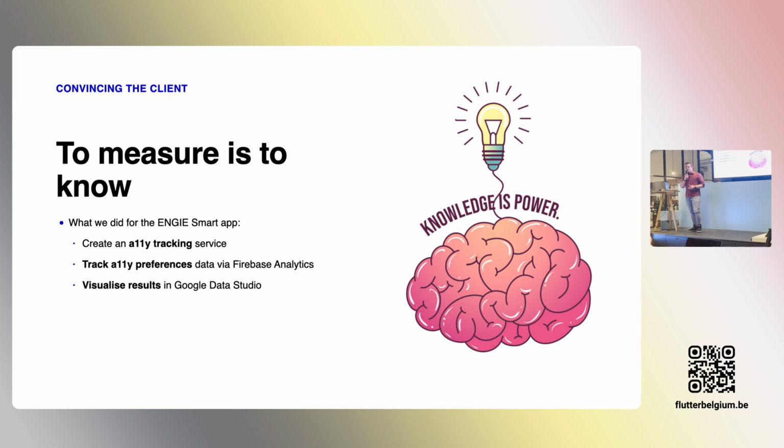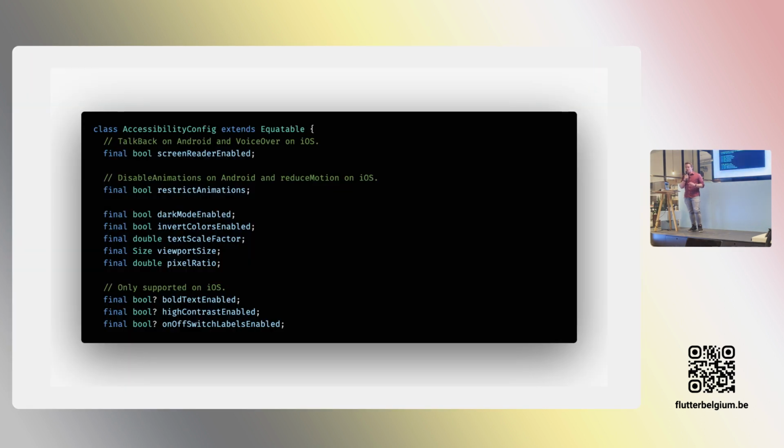But something I've always thought is useful to convince a client that something is important is data. And how did we get data about the accessibility needs of our user base? Well, what we did for the ENGIE app is create an accessibility tracking service and then basically track all the accessibility preferences of our users, track those in Firebase Analytics, and then visualize the results in Google Data Studio. I'm not going to show you all the code that's behind that. One, I'm not really sure if I'm allowed to share that, and two, it might not be that interesting, but it's certainly not the highlight of this talk.